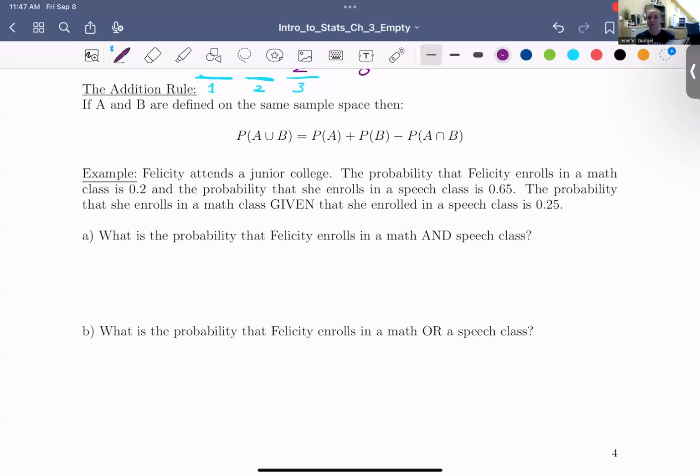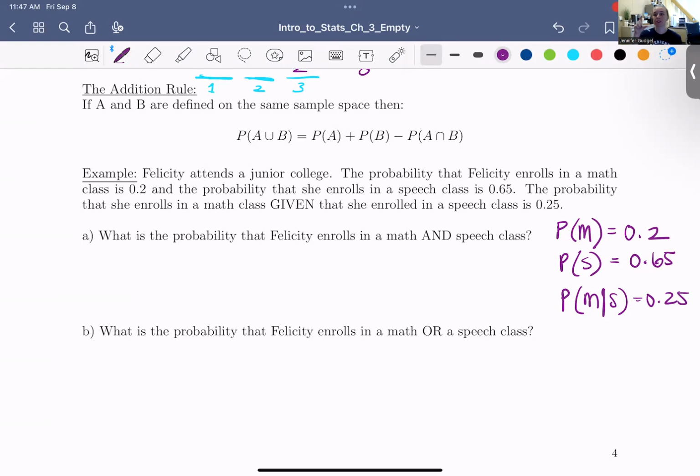Felicity attends a junior college. The probability that Felicity enrolls in a math class is 0.2. I'm going to name this, just because I like to have the variables. The probability that she enrolls in a speech class, I'm going to call it P of S, is 0.65. The probability she enrolls in a math class given that she's enrolled in a speech class, math given speech, is 0.25. So that's the information given to me in the written out example.